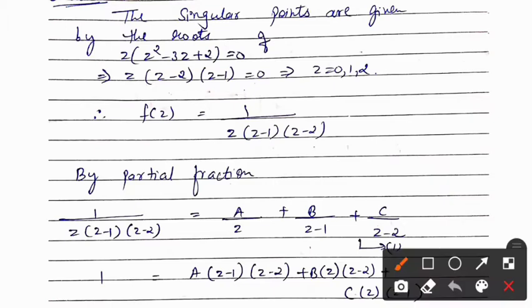So my factors are z minus 2 and z minus 1, and this z will be as it is. If I equate to 0, then you get z equal to 0 from this, z equal to 2 and z equal to 1. So my roots are 0, 1, 2, and these are the singular points of the given function. So I can write f of z as 1 upon z into z minus 1 into z minus 2.